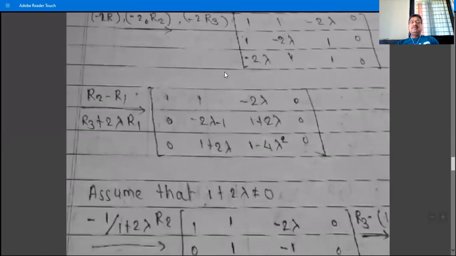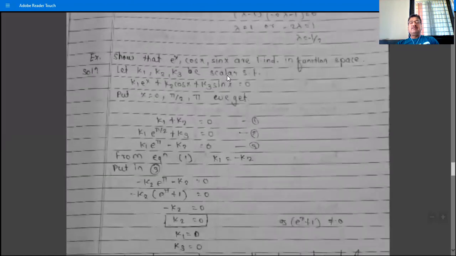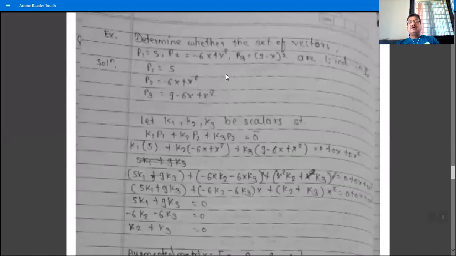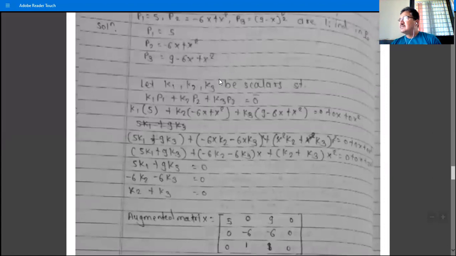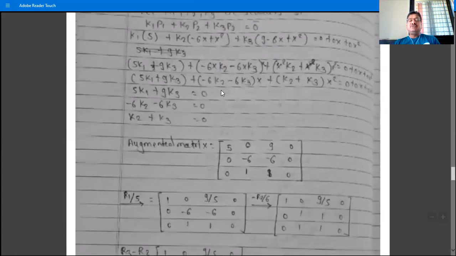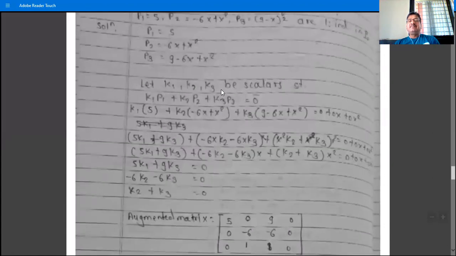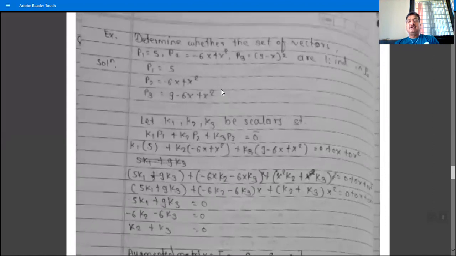So if you are given three vectors, take three scalars. If you are given four vectors, take four scalars and find the values of those scalars. If all are equal to 0, then the set is linearly independent. And if one of them is not equal to 0, then the set is linearly dependent. So here the same procedure.